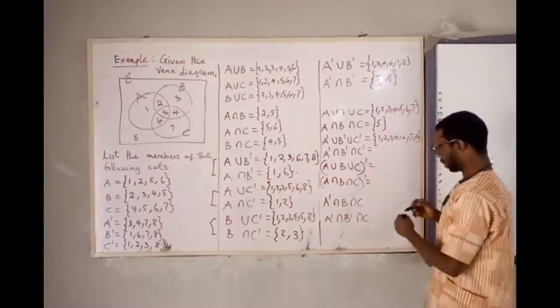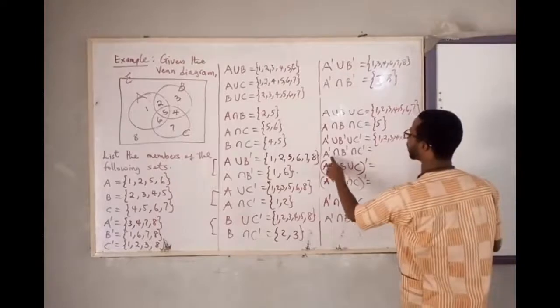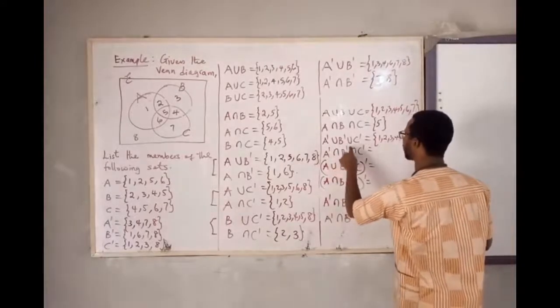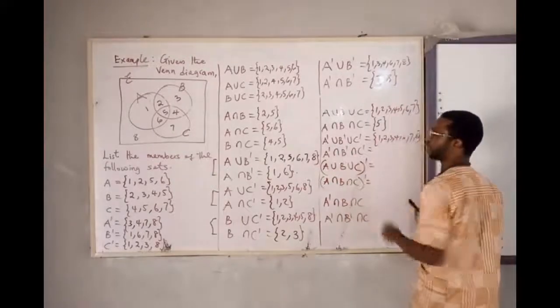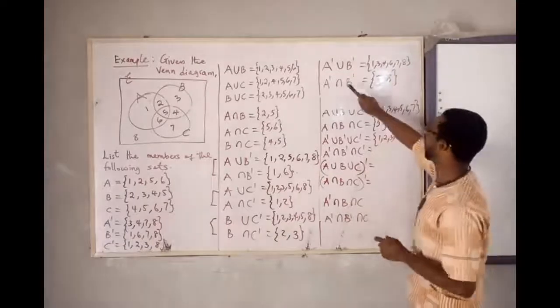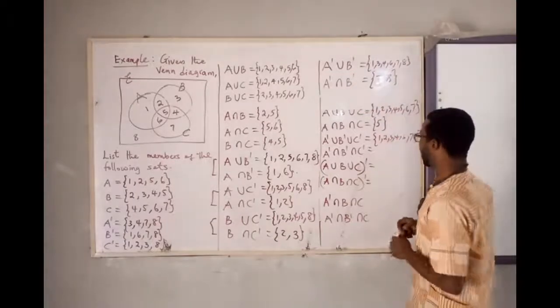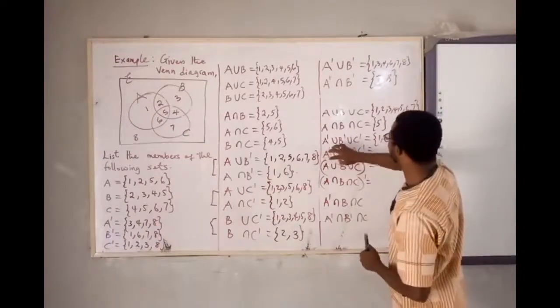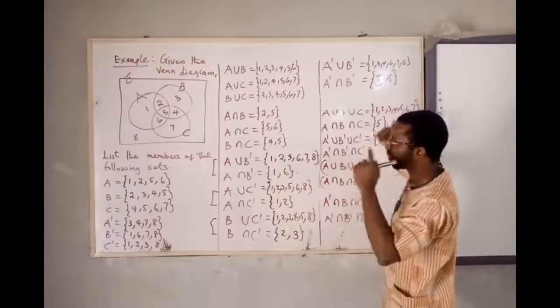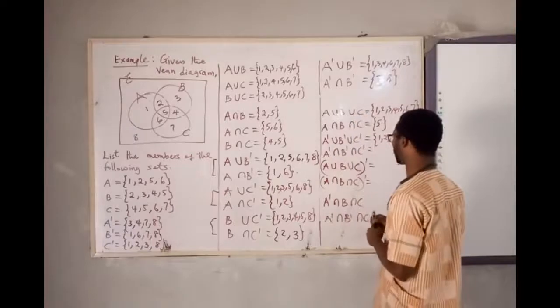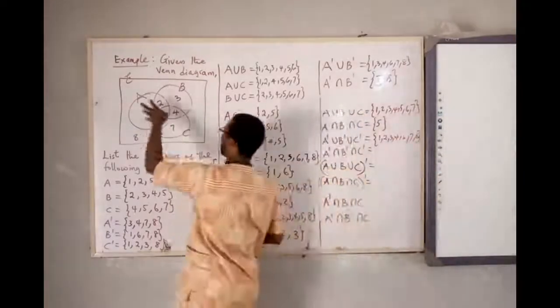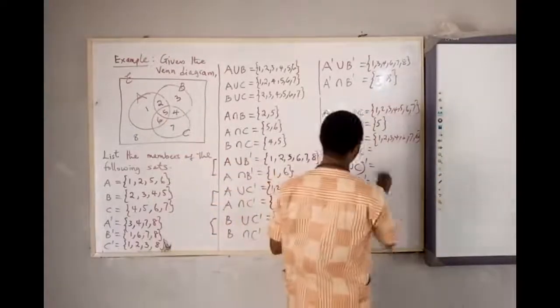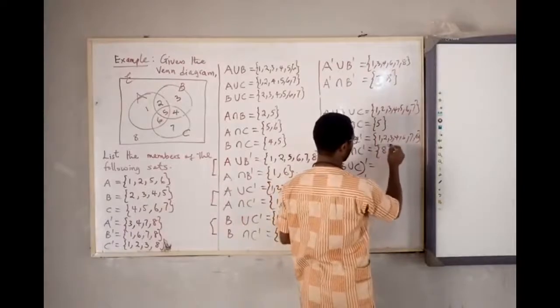That's the set. So look at this. A prime intersection B prime intersection C prime. And I told you something about the prime when I was explaining this. I said, when you see prime like this, you delete each of them. And whatever you have left in the universal set is what you write. So I'm deleting A, deleting B, deleting C. So what I have left is my 8.